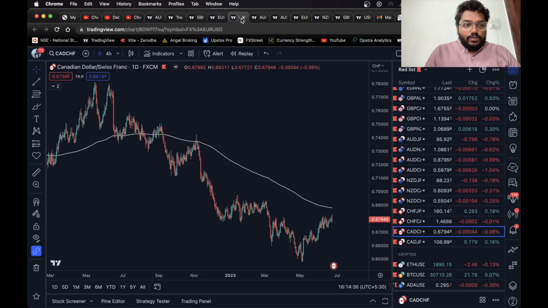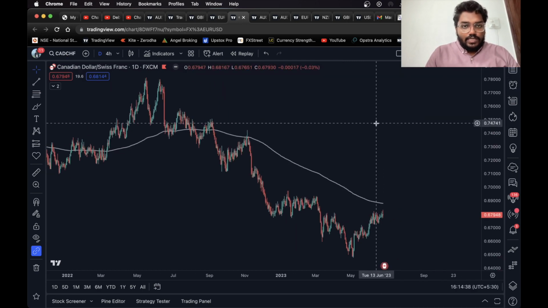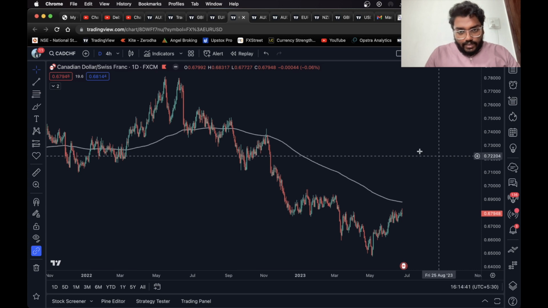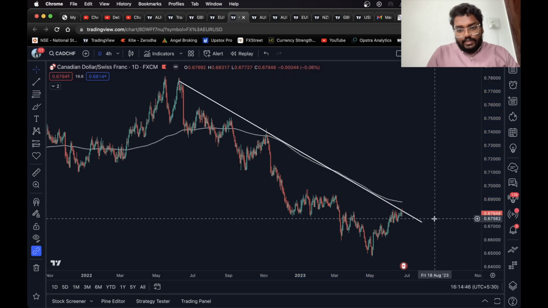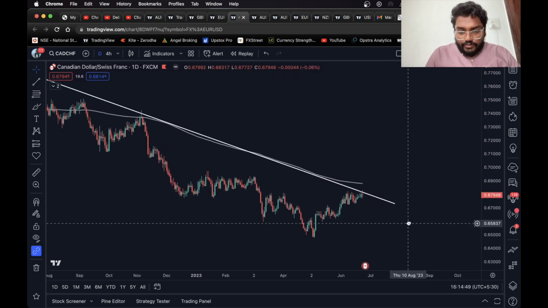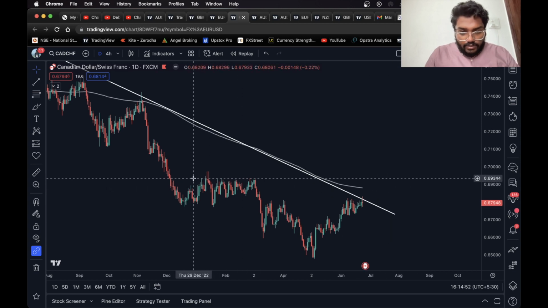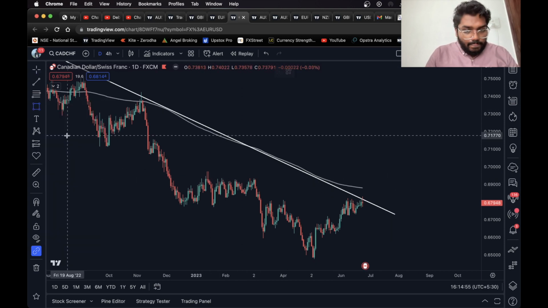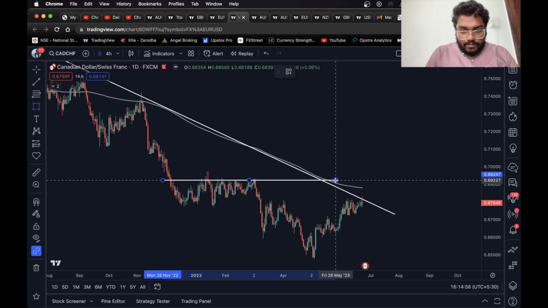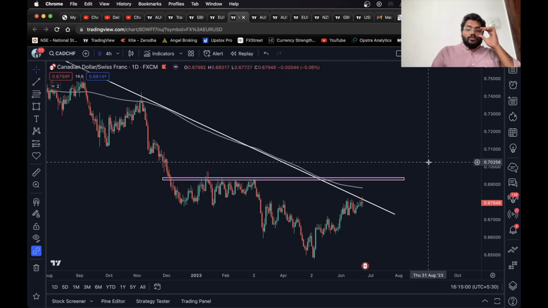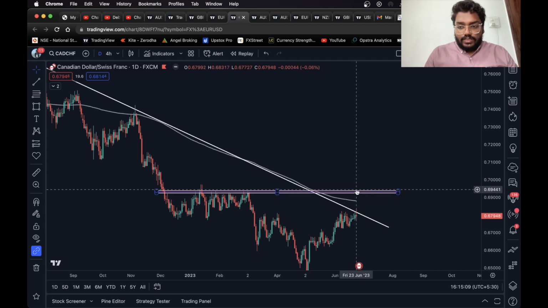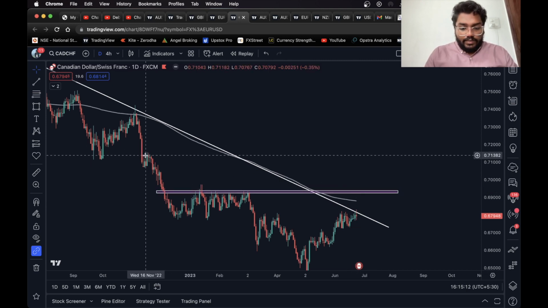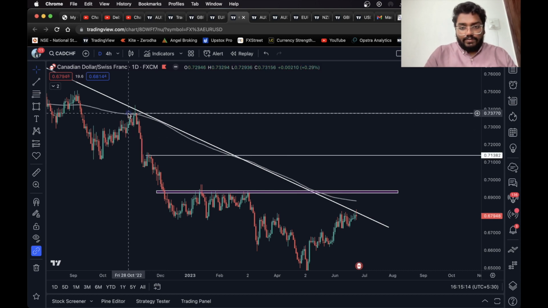Okay, moving on to the next one, we have Canadian dollars and Swiss franc. Can you see a trend line over here? As you can see, it is respecting the trend line. If we zoom in a bit, we can also see a level over here. So what we can do is we can wait for it to sustain above the trend line, above 200 EMA and above the horizontal level as well. Once it sustains above this level, a long entry can be taken. You can consider this level as your first target and this level as your final target.